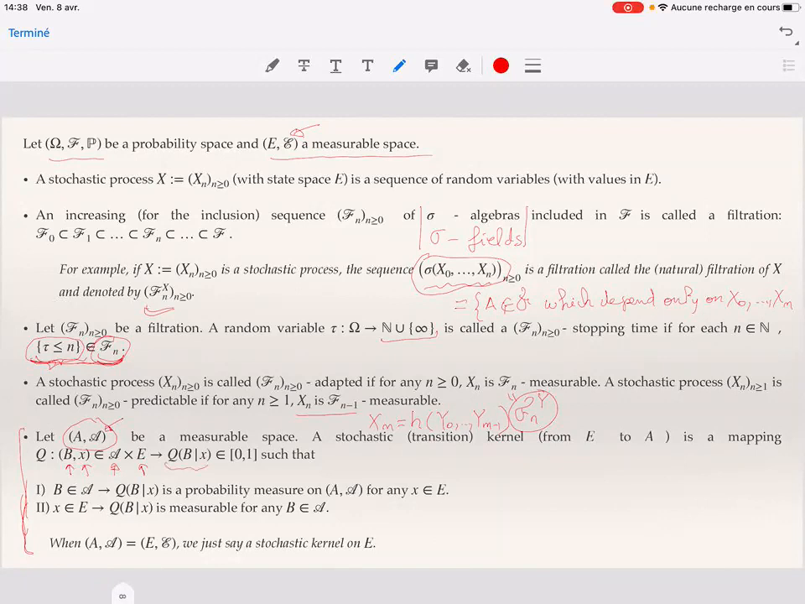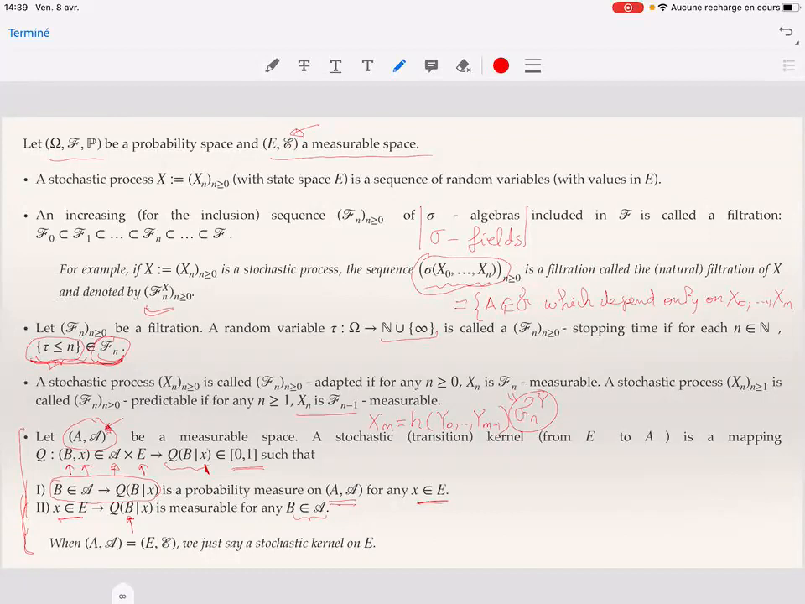It is just some notation. So it is just a function of B and X. But later we'll see with the interpretation that it is some kind of conditional expectation. And it has two properties. The first property is that if you fix X in E, then this application from A to [0,1] is a probability measure on the first space. By fixing X, for each X you have a different probability measure. And if you fix B, this map, which sends the point X to this number between 0 and 1, Q(B given X), is measurable for the sigma field on E.